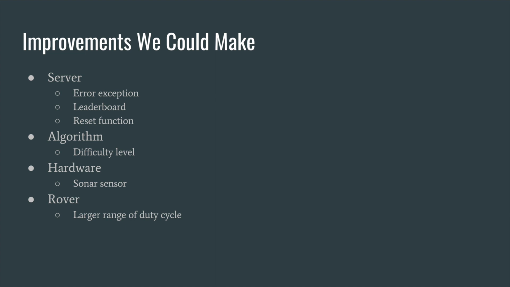Second, the AI algorithm is not ideal when the 2 rovers get close to each other. We could also set up difficulty levels for the game to have more fun. Third, our project can also add some more sensors. For example, we could add a sonar sensor and add walls to our arena so we can prevent the rover from running out of the arena.